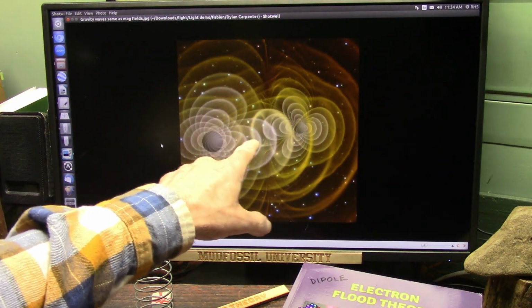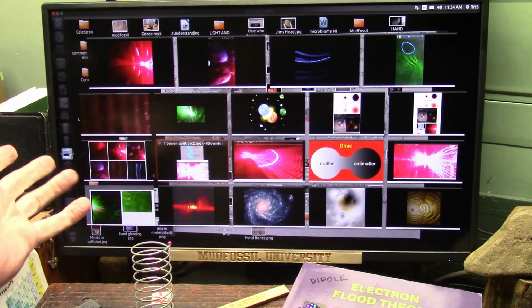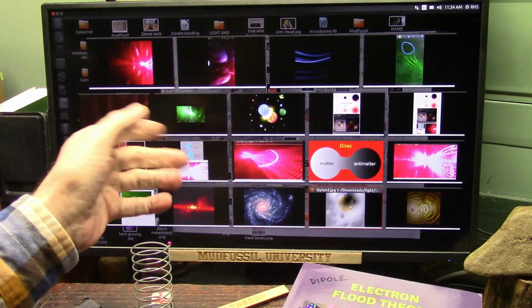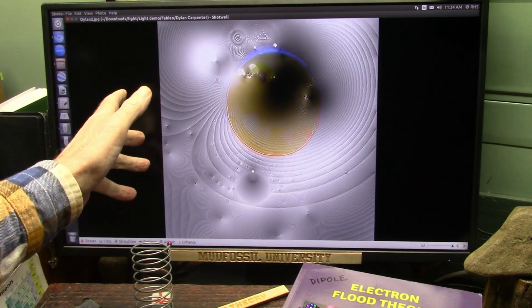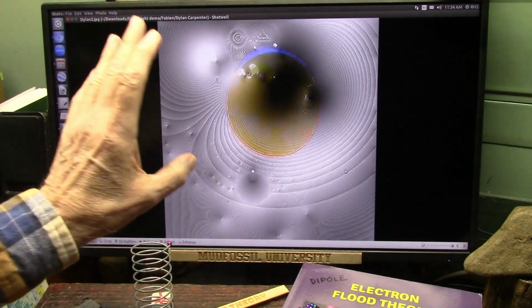They're spending literally billions of dollars looking for those. We found it right here. Here it is right here. Here's those fields. Anything coming through there is going to have to push that field out of the way. That means it's slowing down.